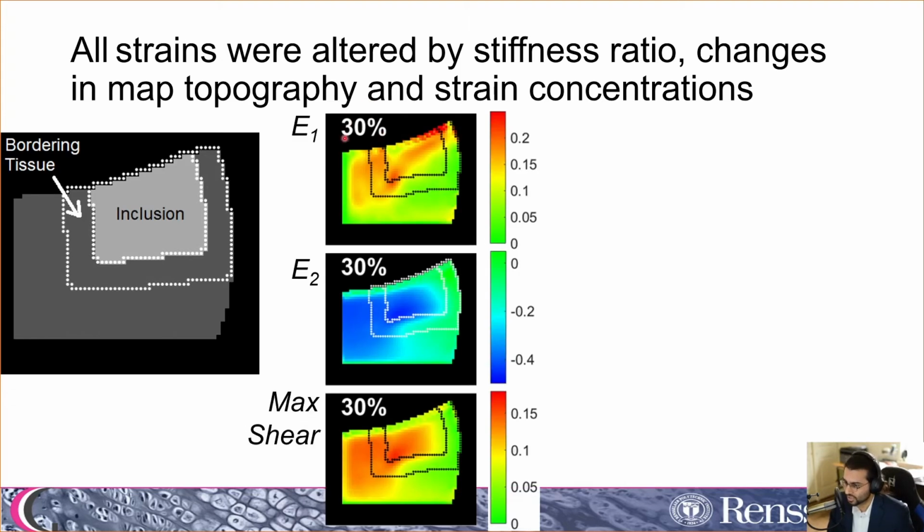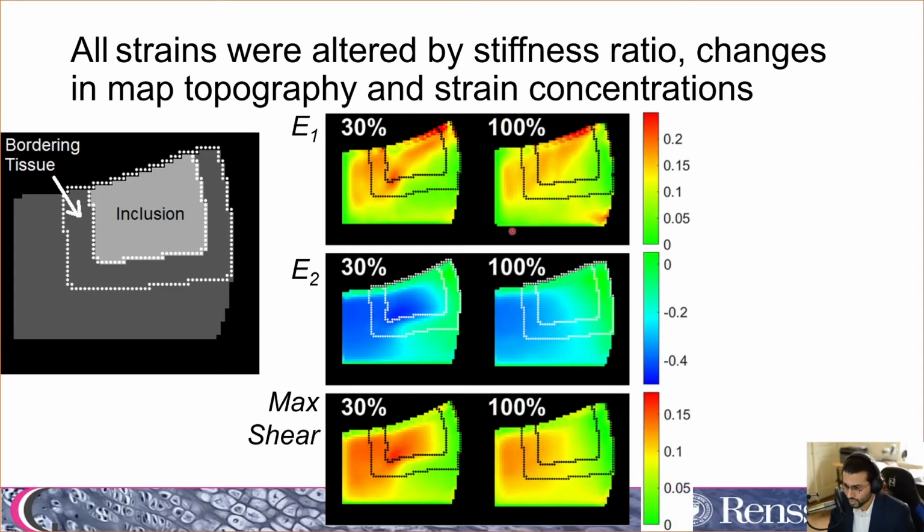Starting with the 30% model here, so this is the model in which the inclusion is 30% of the stiffness of the rest of the tissue, so it's soft. We see that there's a concentration of high tensile strains in the inclusion and the border, a concentration of compressive strains, second principal strains, in the bottom of the inclusion, as well as a concentration of max shear strains in the inclusion as well. When we increase the stiffness ratio to 100%, so the inclusion matches that of the surrounding tissue, we find that these strain concentrations are reduced.